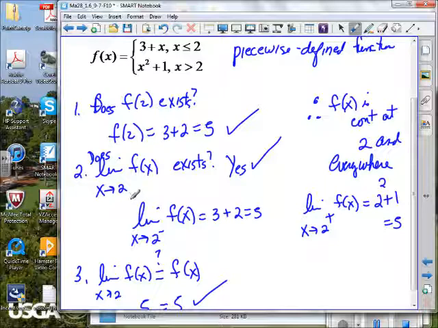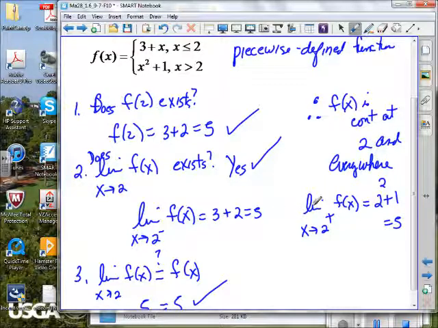Does the limit exist? The limit is approaching it from both directions. So if I approach it from values less than 2, which piece do I use? The linear or the quadratic? I'm going to have to use the linear because this is the only place that we have values less than 2. It's a polynomial, so I use direct substitution. As I approach from the less than 2 side, I get 5. What about from the greater than 2 side? The only piece I can use for values greater than 2 would be the quadratic. Use direct substitution, I get 5.